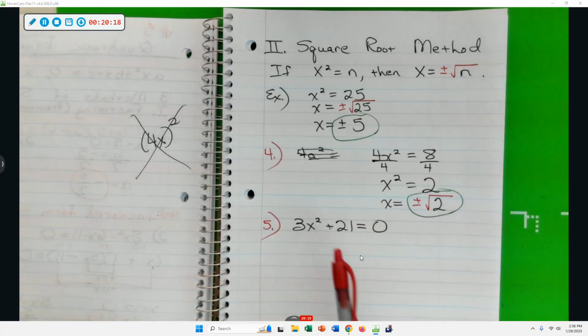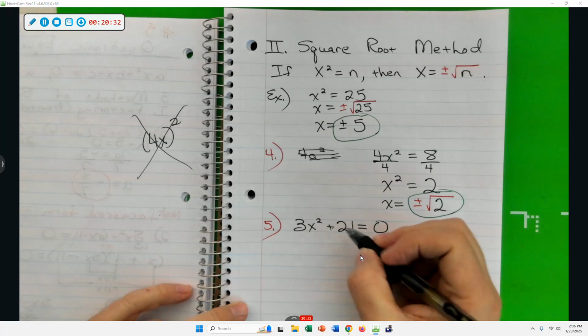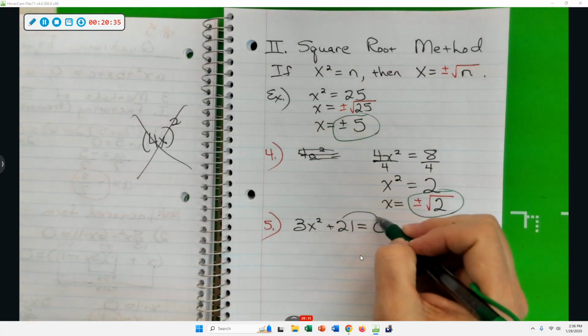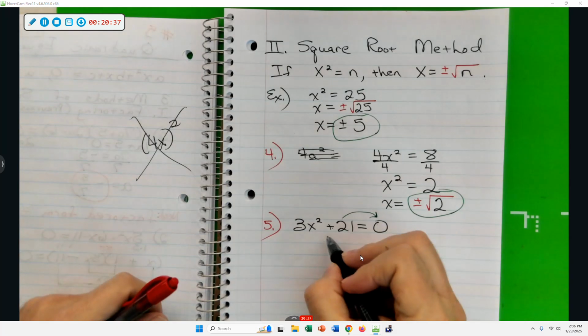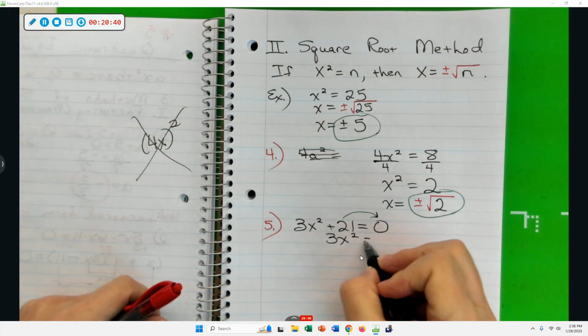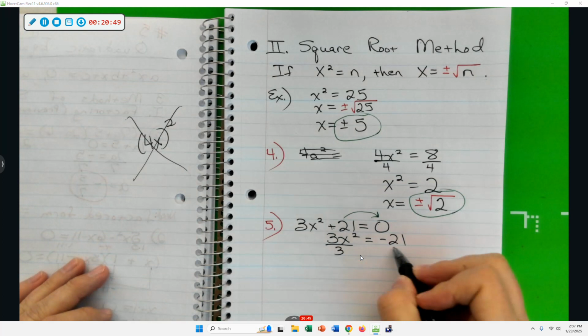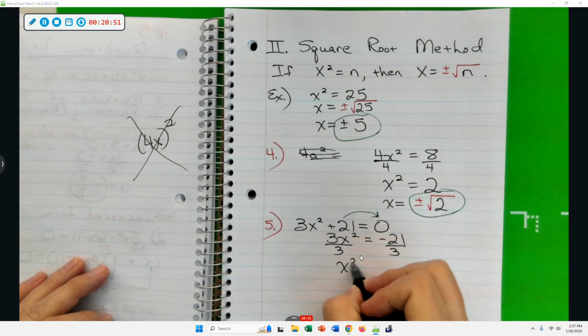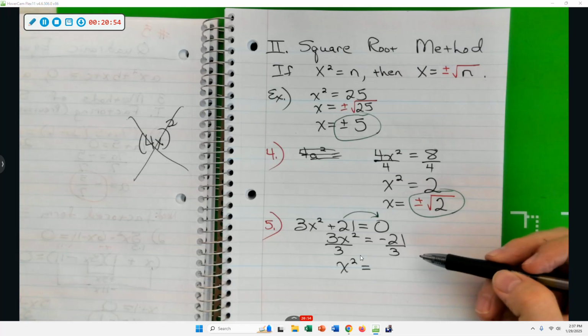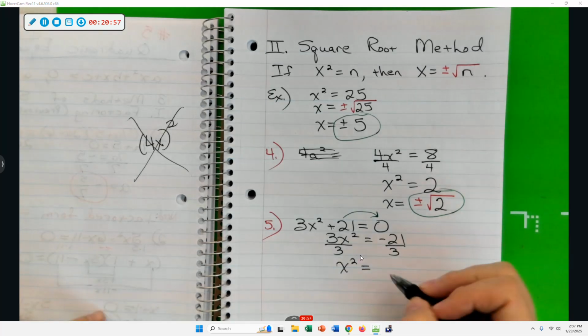This thing here, if we're going to use the square root method, the only thing being squared is that x. We need to get that x squared by itself. What will we do first? Subtract 21, I agree. We'll subtract 21, and that'll give me 3x squared equals a negative 21. And then what do we do? Divide both sides by 3. You're trying to get x squared by itself. So you have x squared equals, what have we got on the right-hand side? Negative 7, I agree.